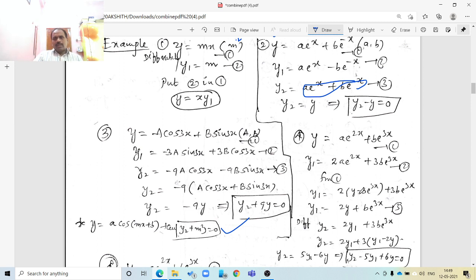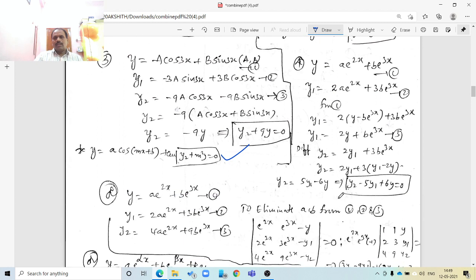So y1 and this is y1. By using y, y1 can be expressed as 2y plus b e^3x. Again, you have to differentiate. You will get y2 = 2y1 plus 3b e^3x. Finally, you will get this answer.